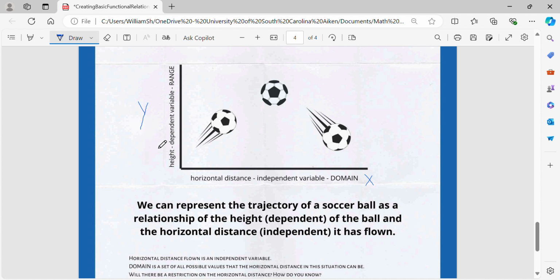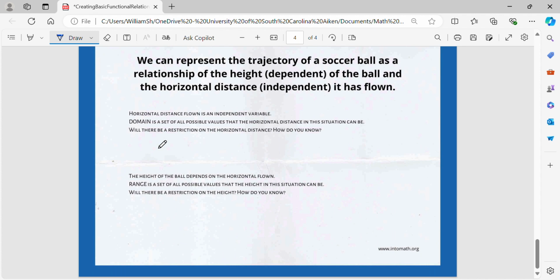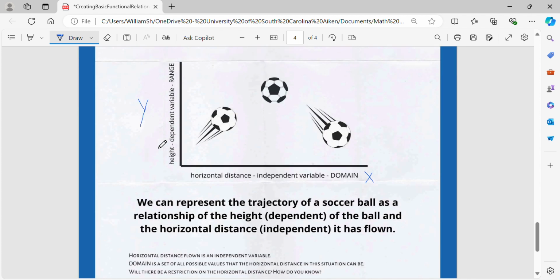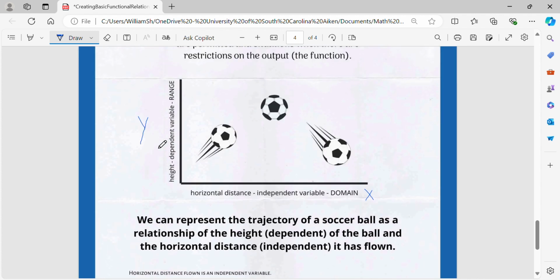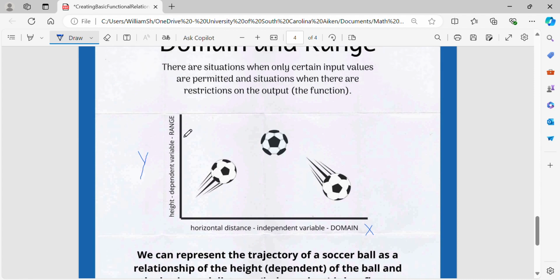Our height here is our y. Okay, that's our dependent variable. And that dependent variable, that y, represents your range. So just as there is a limit on how far a ball can be kicked by a human, there's also a limit on how high a ball can be kicked by a human. So both of these have restrictions.